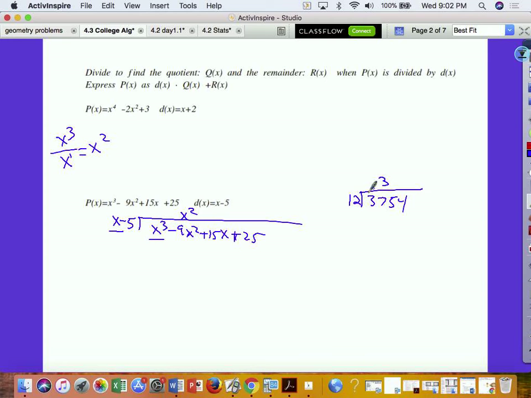So again, going over to the numeric division, I'm going to multiply 3 times the 12, the entire divisor. So I'm going to take the x squared times the entire divisor. So it'd be x cubed minus 5x squared.